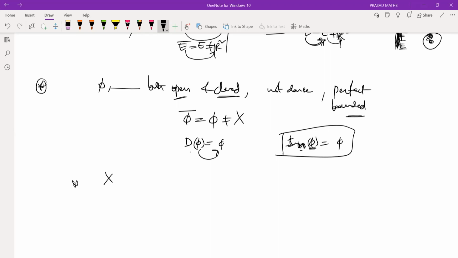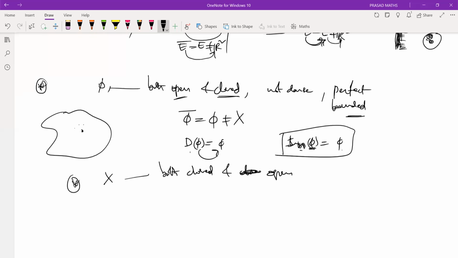Clear sir. X itself is also both open and closed. Any metric space itself is both an open and closed set. Why? Because you take any point, I can find at least one neighborhood which is inside the set. Therefore, every point is an interior point. So what you observe is that every point is interior.